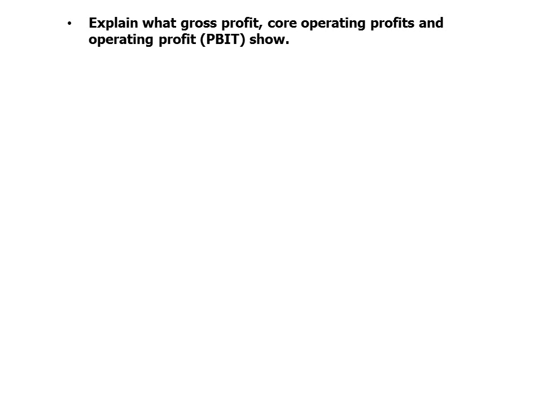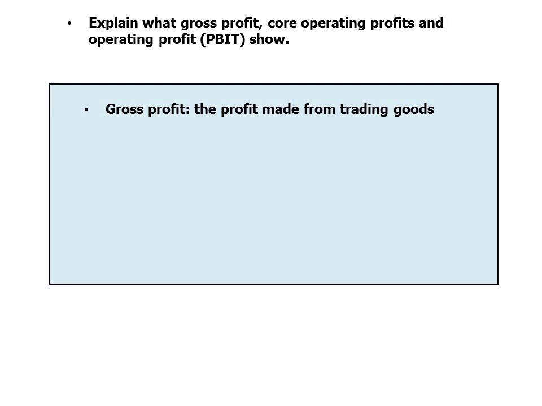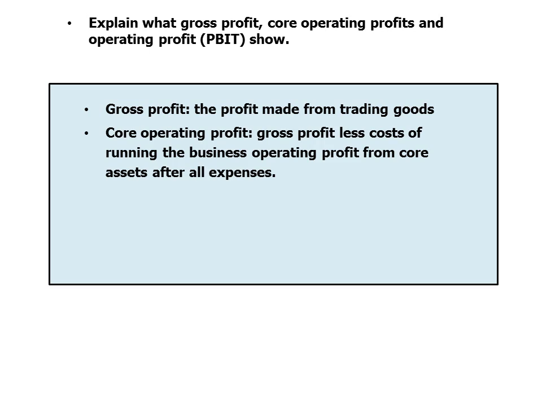And finally, explain what gross profit, core operating profit, and operating profit or PBIT, profit before interest and tax, show. So gross profit first, the profit made solely from trading goods. Core operating profit, so this is gross profit less the cost of running the business, so that's the operating profit from core assets after all expenses.